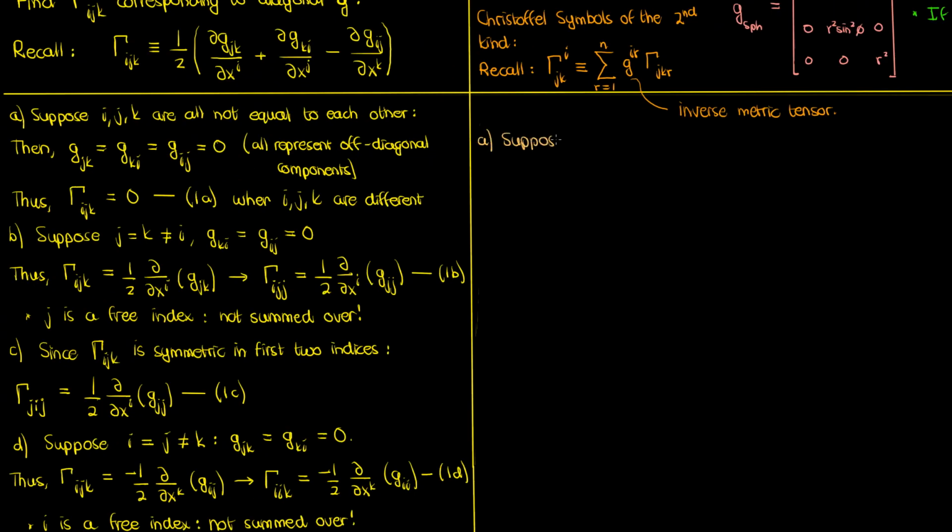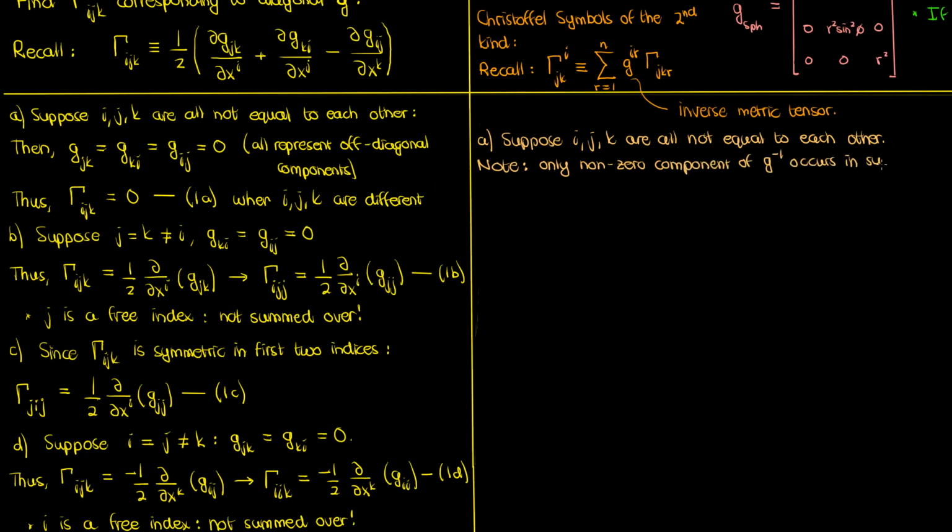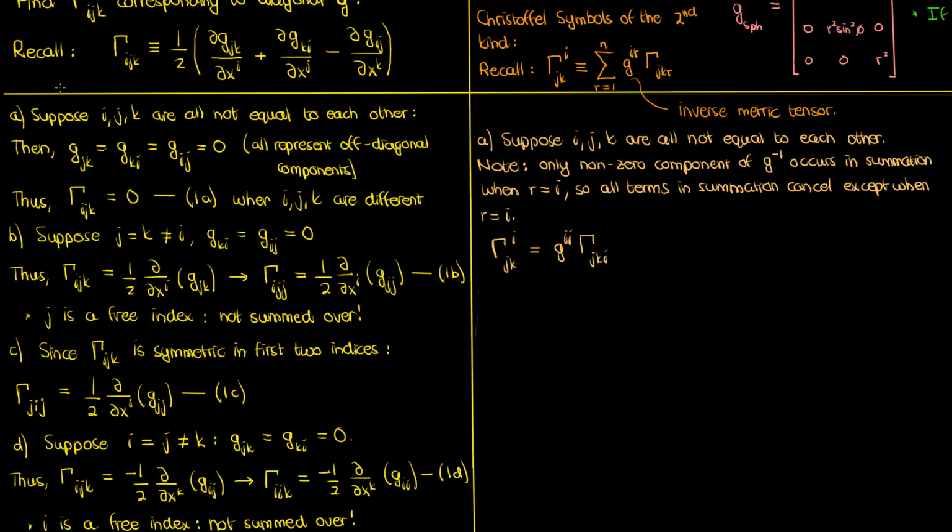We'll start with the index combination of i, j, and k, where none of the indices equal each other. If that's the case, the only non-zero component of the inverse metric tensor occurs when r equals i, so all the terms in the summation on the right cancel except when r equals i. When this equality happens, our second kind Christoffel symbol looks like this. But this first kind Christoffel symbol on the right vanishes when the i, j, and k indices aren't equal, which means the second kind Christoffel symbol also vanishes. I'll call this equation 2a.